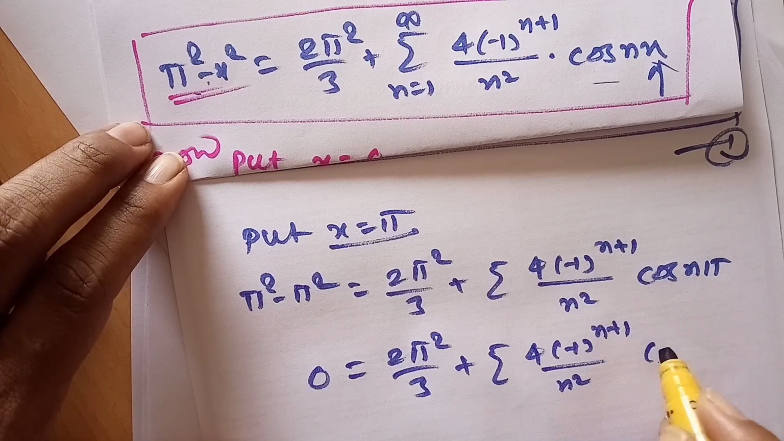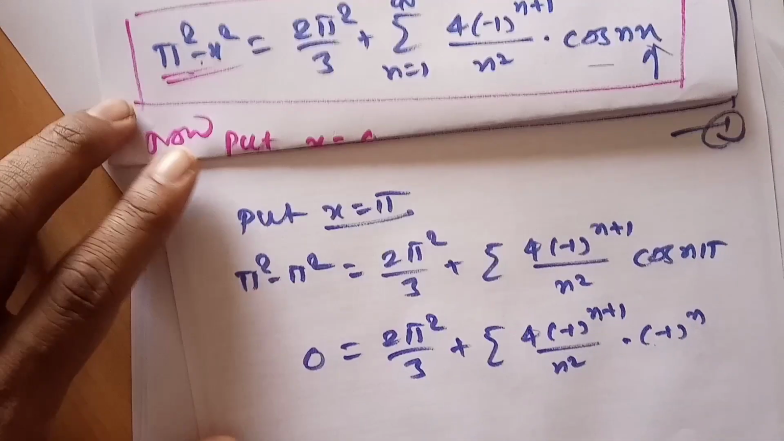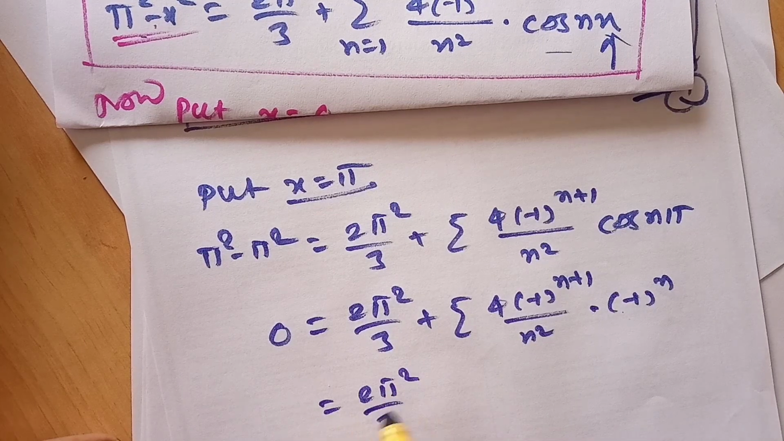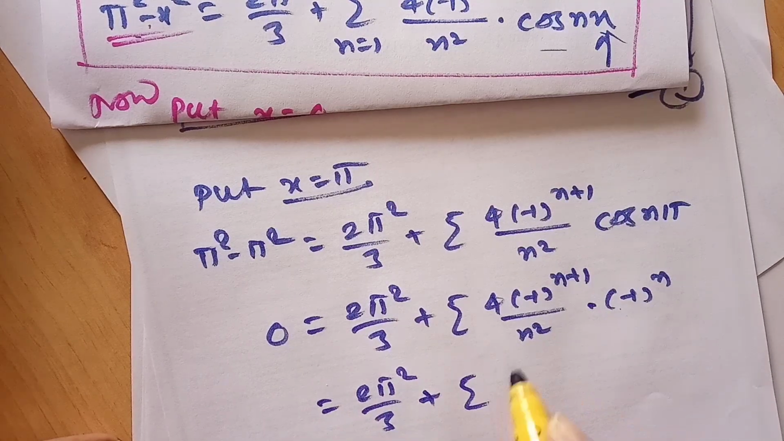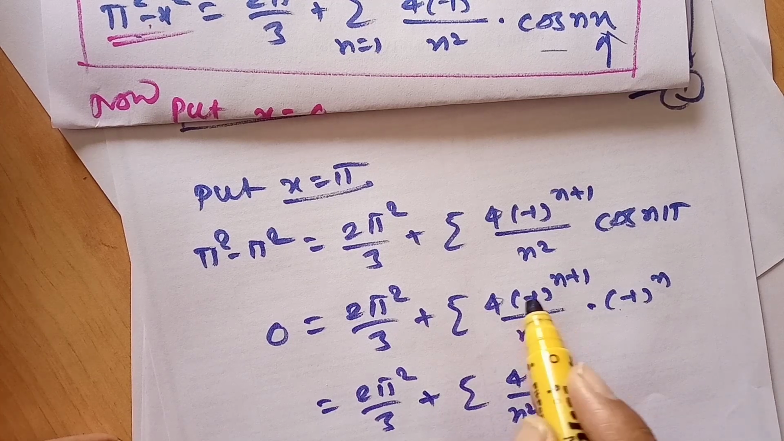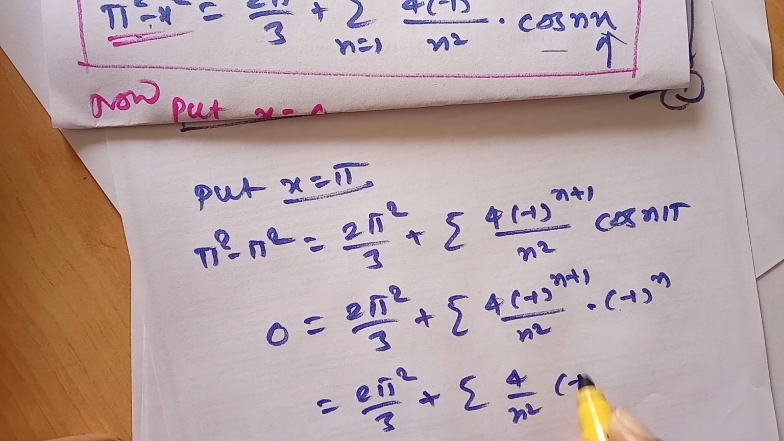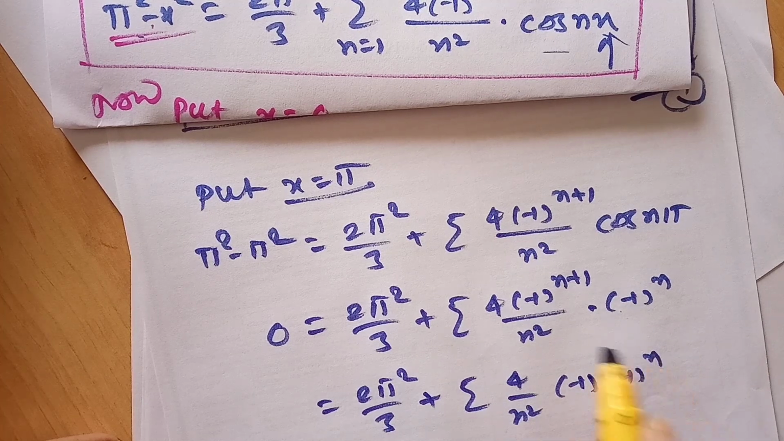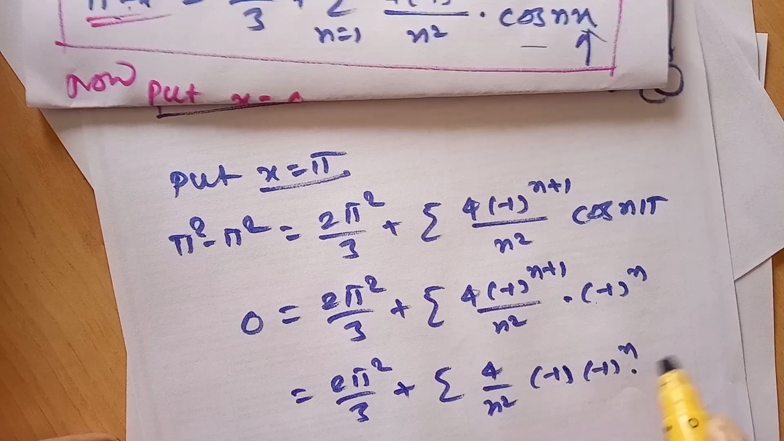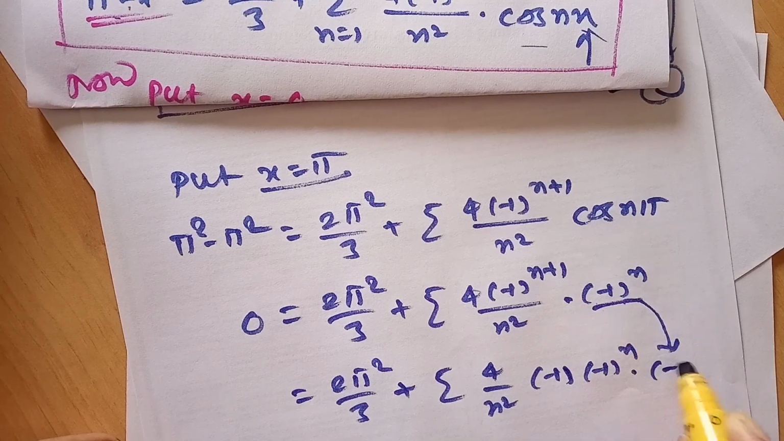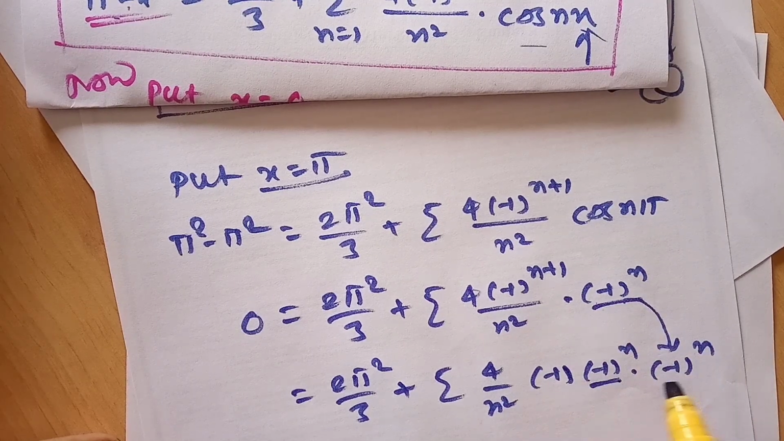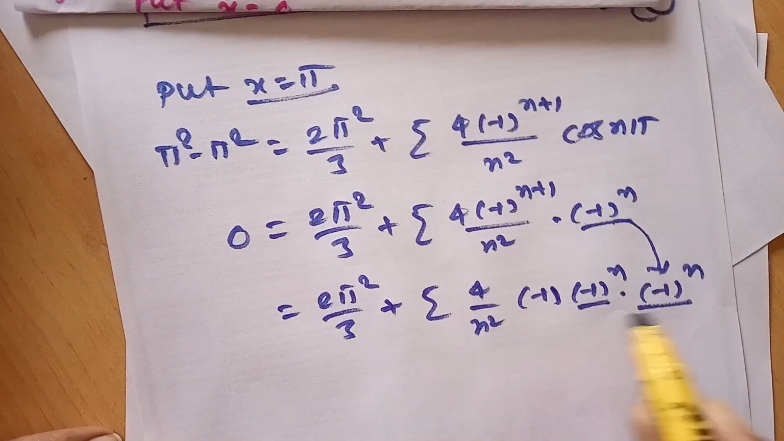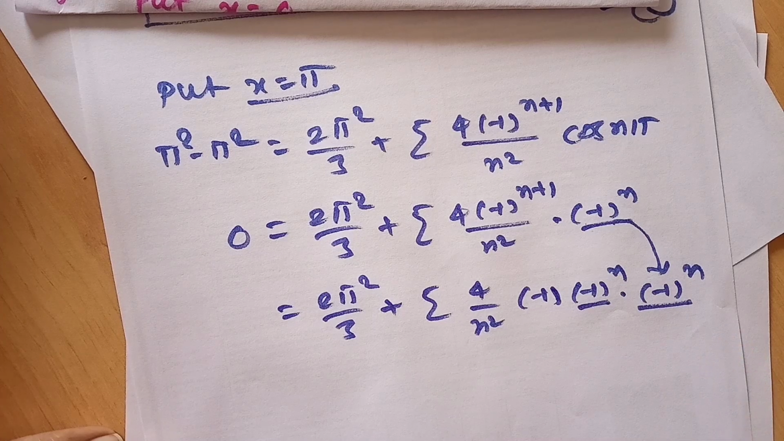Now cos of n pi is minus 1 raised to n. This total becomes 2 pi square divided by 3 plus summation 4 divided by n square. I will write this is minus 1 raised to power n. I will split up in this way. Minus 1 and minus 1 raised to n. Total becomes minus 1 raised to n plus 1 into this minus 1 raised to n. I will keep as it is. Now this is minus 1 raised to n, this is minus 1 raised to n. We are getting minus 1 raised to power 2n, and this becomes only this converted here.